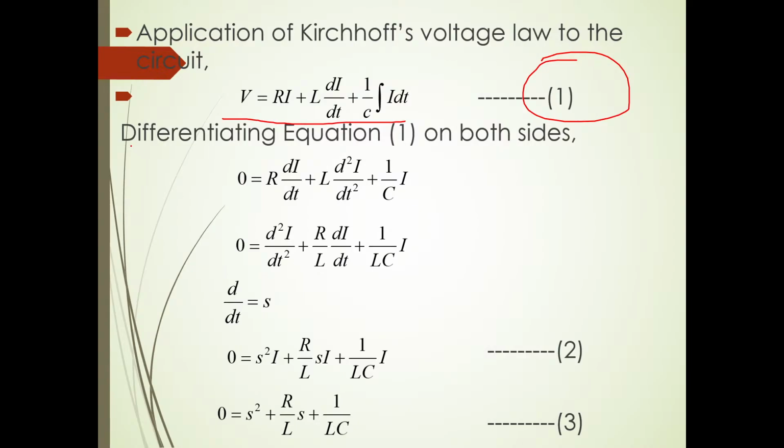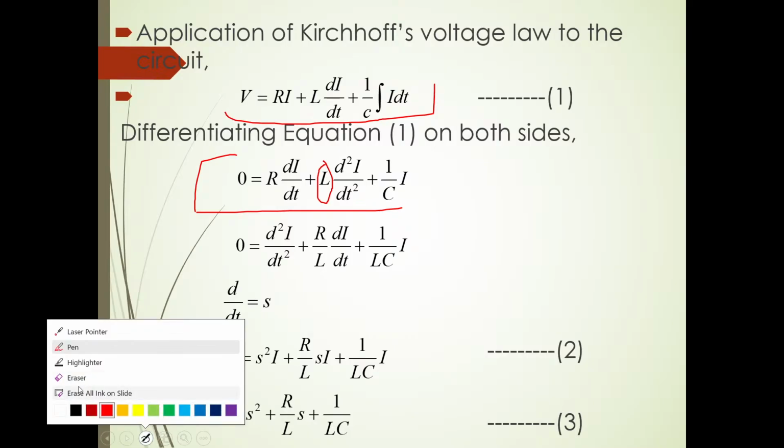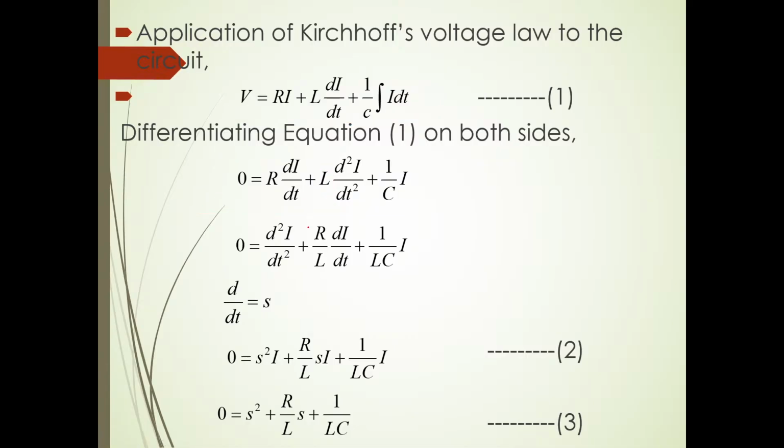Now let us differentiate equation 1 on both sides. If you differentiate equation 1, you will get 0 is equal to R into di by dt plus L into d square I by dt square plus 1 by C I. After getting this expression, in the next step I have divided both sides with L. You simply divide both sides with L, or you take L common and send it to the left side. Both are the same.